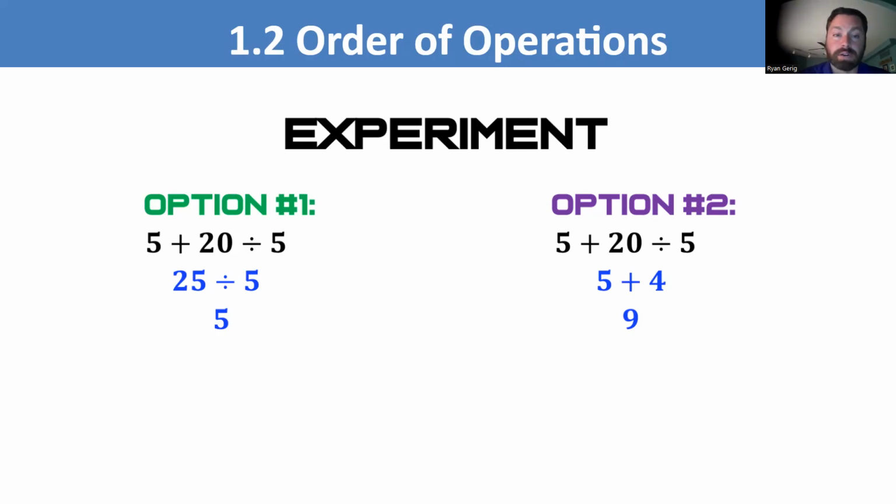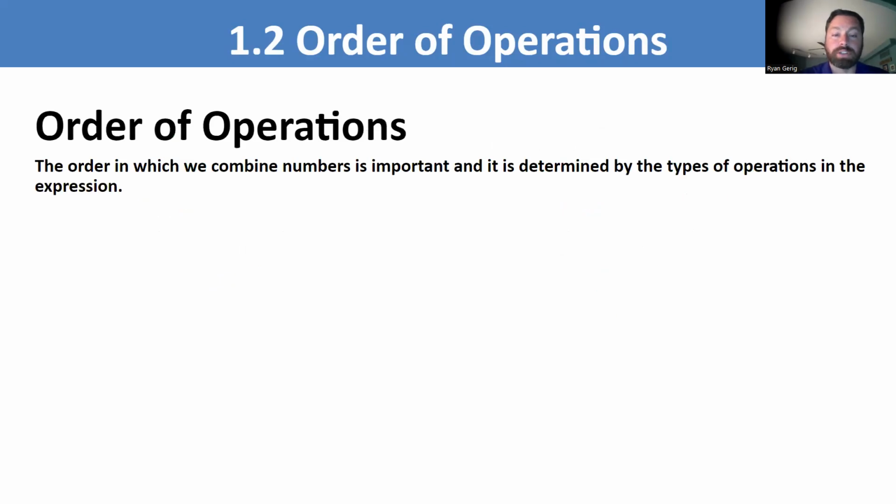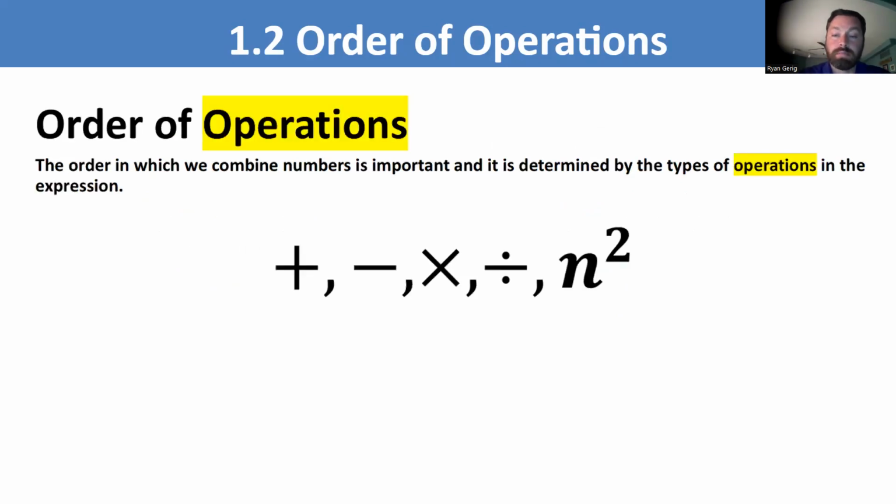And like the title of our lesson, it's called the order of operations. The order of operations just tells us the order in which we combine numbers is important, and it is determined by the types of operations in the expression. Now, operations are plus, minus, times, division, squaring, exponents. Parentheses will be in there as well.